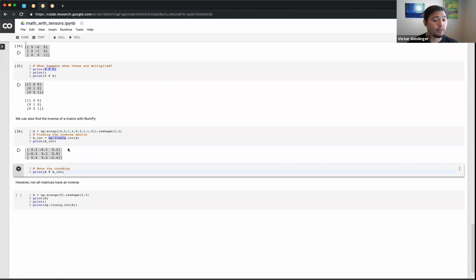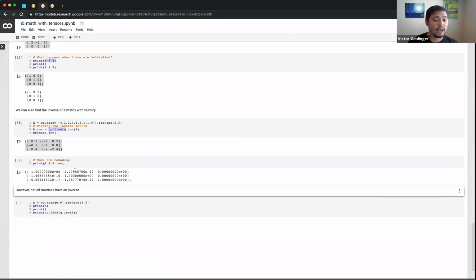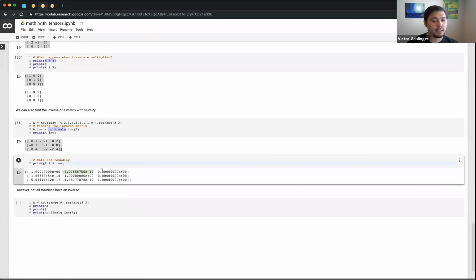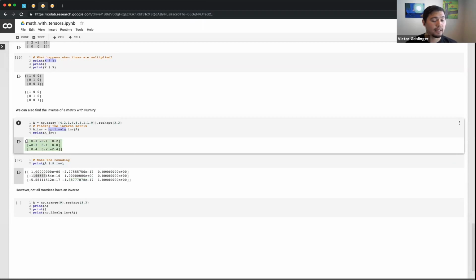Now if we multiply them together, you'll see that it's not quite the identity matrix. You'll see these ones here, but you'll notice that this is slightly not 0. It's close to 0, a very, very small number, 10 to the power negative 17. But it's not exactly 0, and that's because of rounding errors. So just be aware of that. This is the inverse, but because of rounding errors, it's not quite exact.